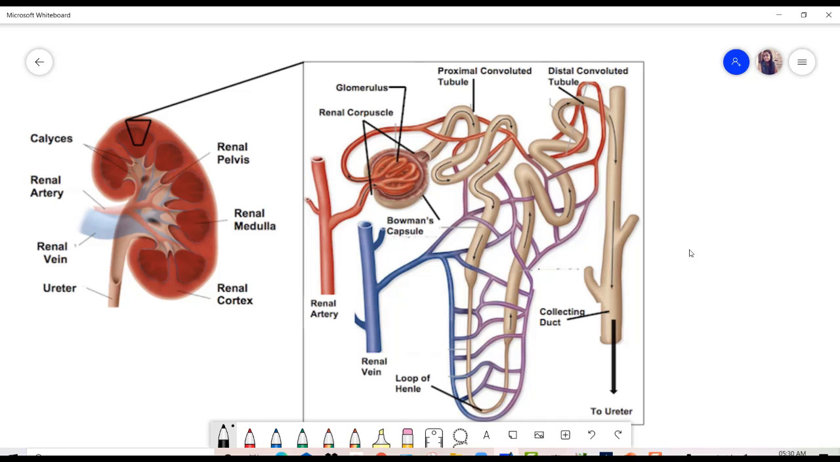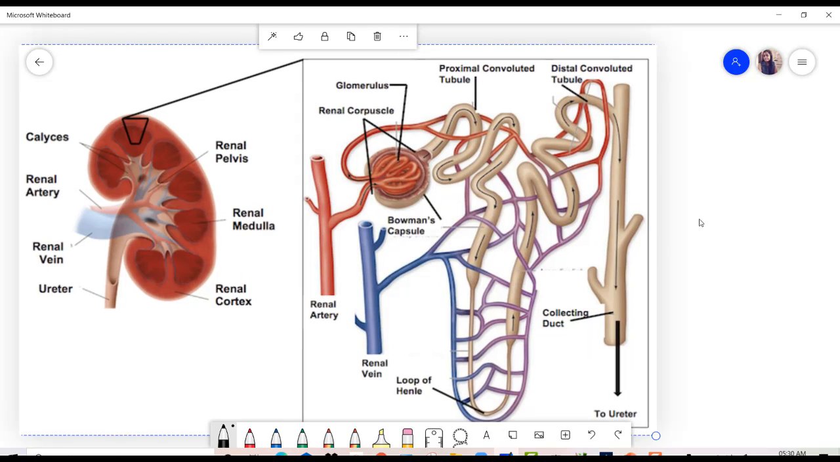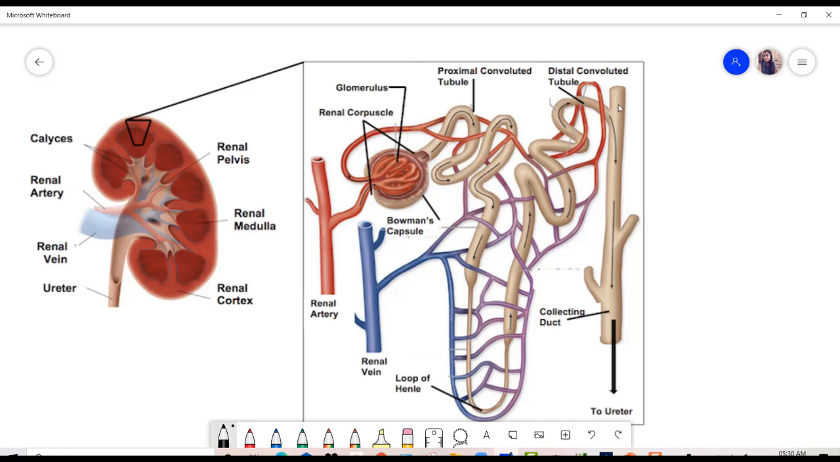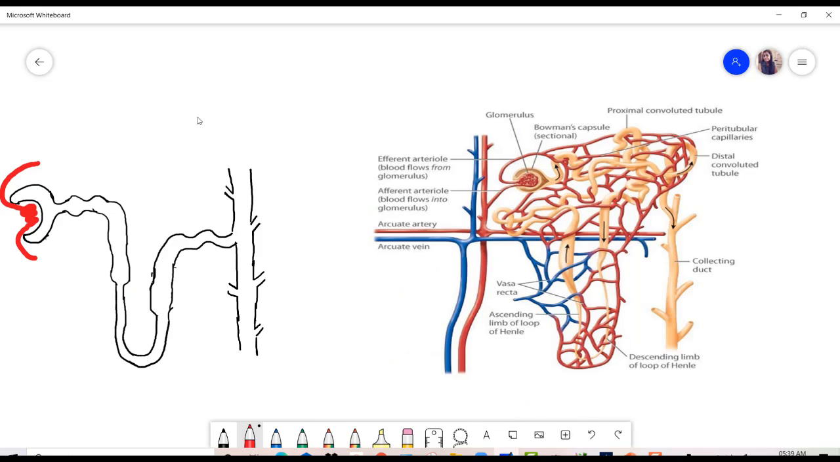Each nephron consists of two parts. One is the renal capsule, which is this area, and the other is the renal tubule. The whole remaining part is the renal tubule. So one is the renal capsule and the other is the renal tubule. This is a simple diagram of a nephron.